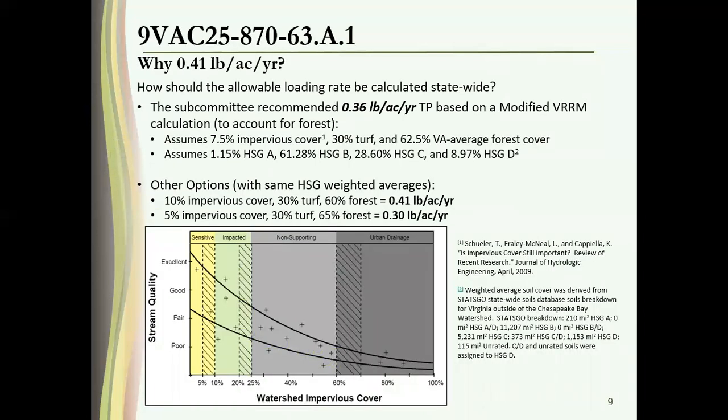Okay, so why 0.41? This is really, really technical, so I'm just going to give broad strokes here. We use the VRM, the Virginia Runoff Reduction Method. That's how we calculate our loads and our loading limits for any projects in the state of Virginia, and how we comply with our water quality regs. There are several different kinds of land covers and hydrologic soil groups that go into the VRM. That's how we determine what our nutrient loads are.